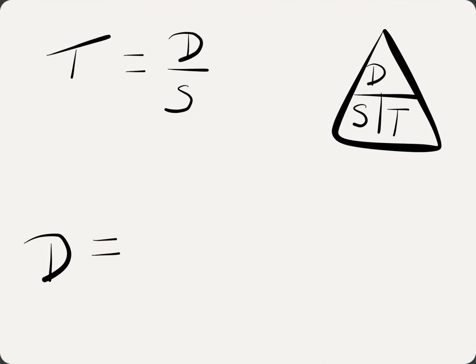D equals, we cover up the D, and this time we've got the S is next to the T. So, S, T. And if you remember from the first page, when letters are next to each other, you multiply them. All that you've got to do now is throw in the numbers, use a calculator, find the answer, and you will get all of those equations correct. Good luck.